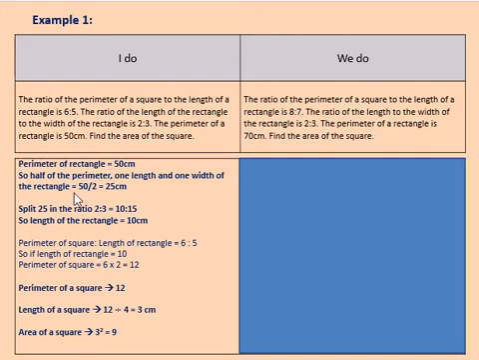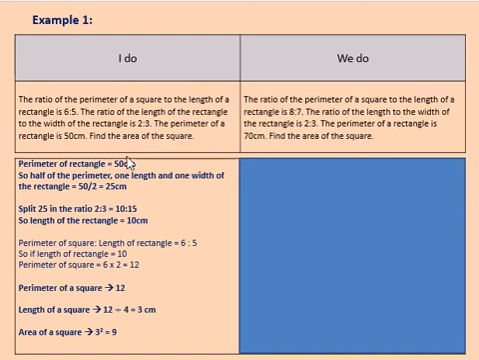So if you imagine a rectangle, it's 2 widths and 2 lengths. So if I halve the perimeter, that gives me 1 length and 1 width of the rectangle, which equals 25 centimeters. 50 divided by 2 equals 25. So the whole perimeter of the rectangle is 50, so one length and one width of the rectangle is 25.